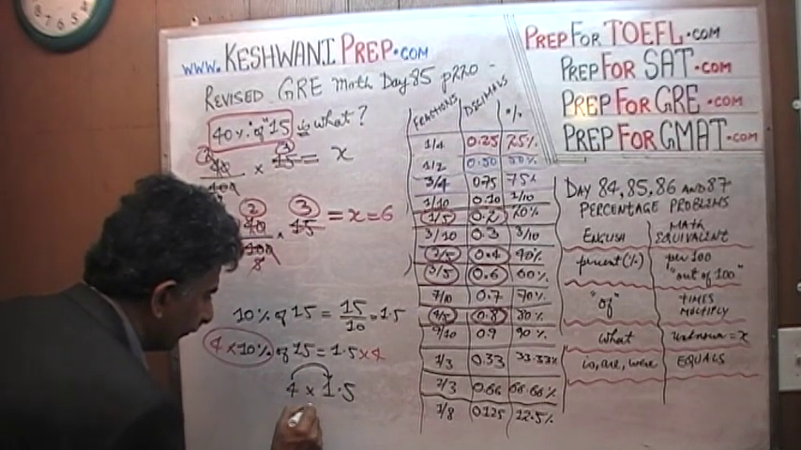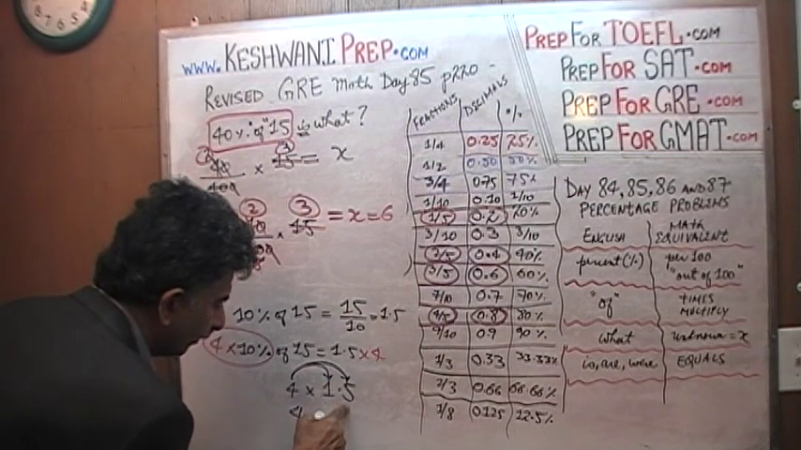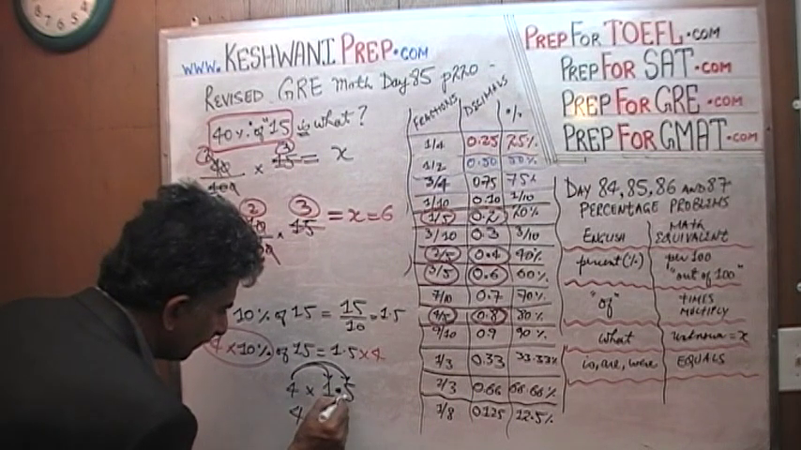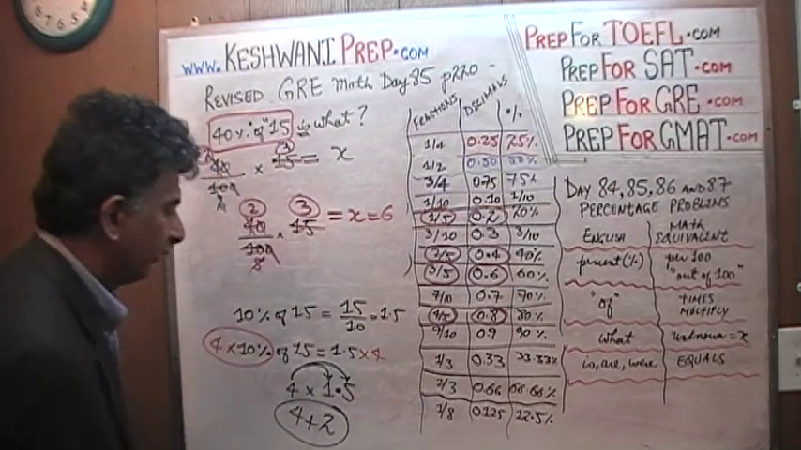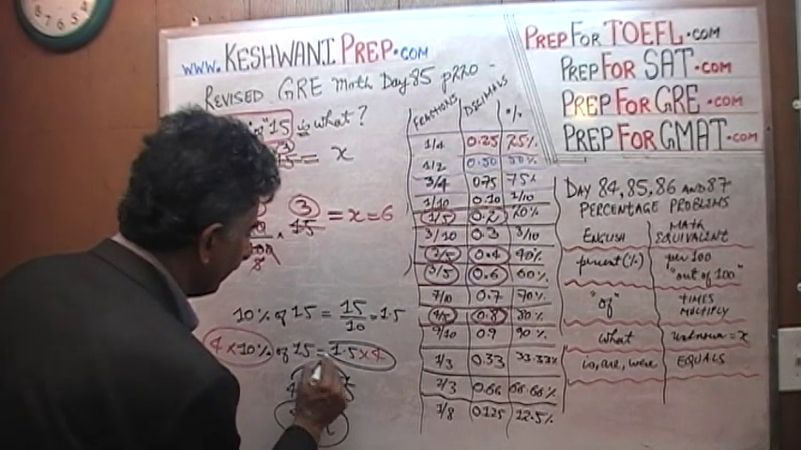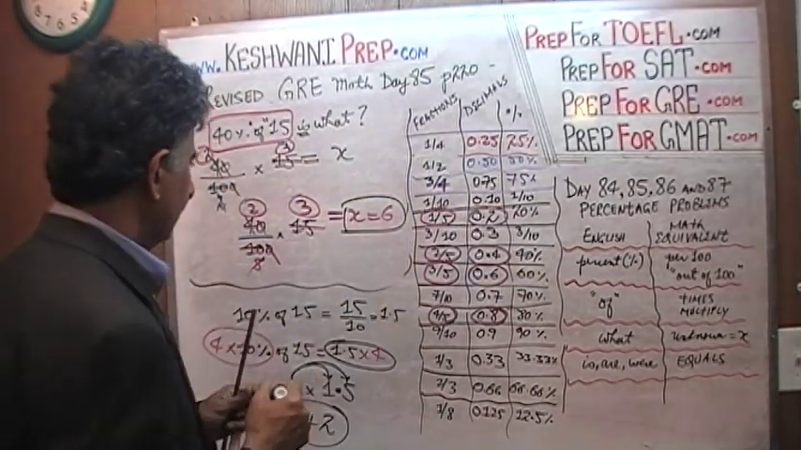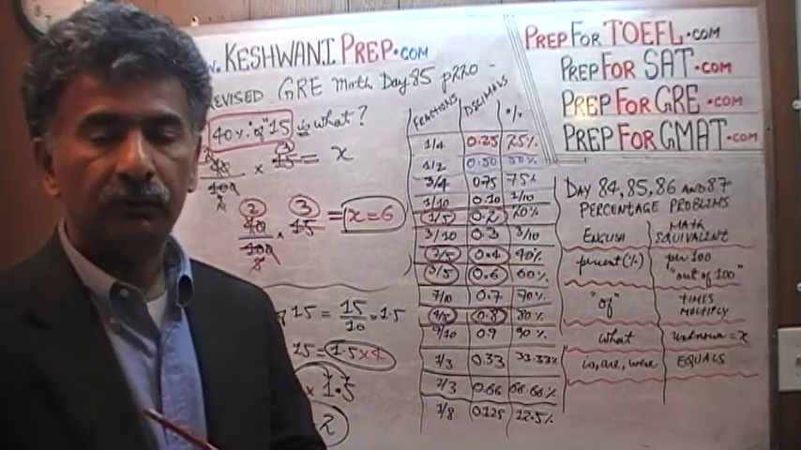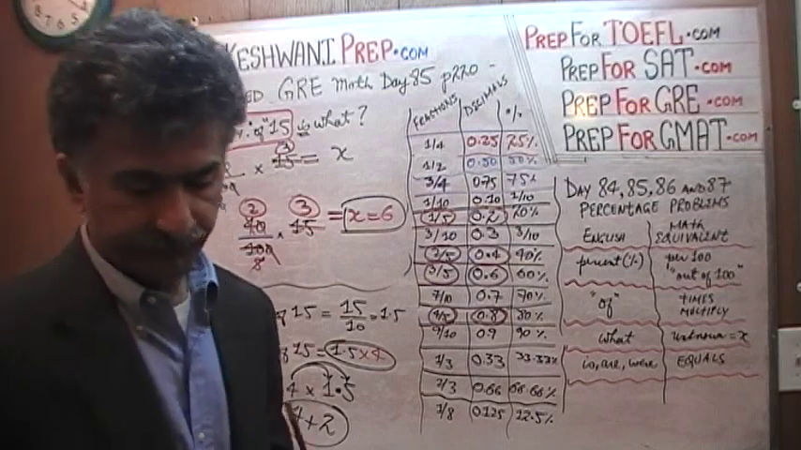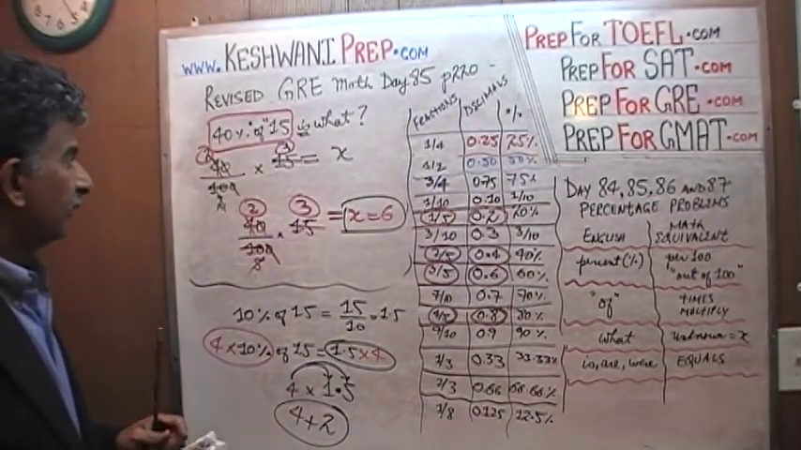Well, 4 times 1 is 4, and half of 4, 0.5 times 4, is 2. Voila! 1.5 times 4 is 6, which is exactly what we found. So it turns out that 6 is in fact 40% of 15.